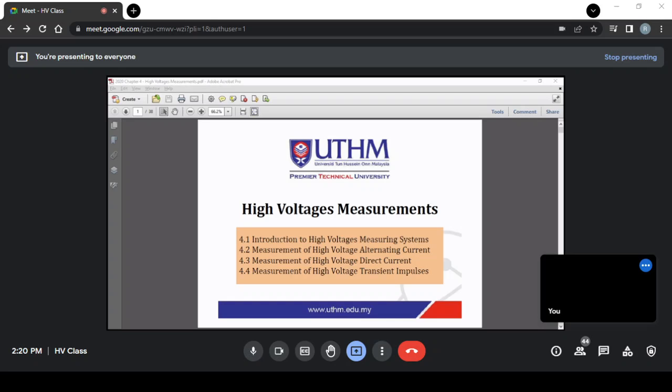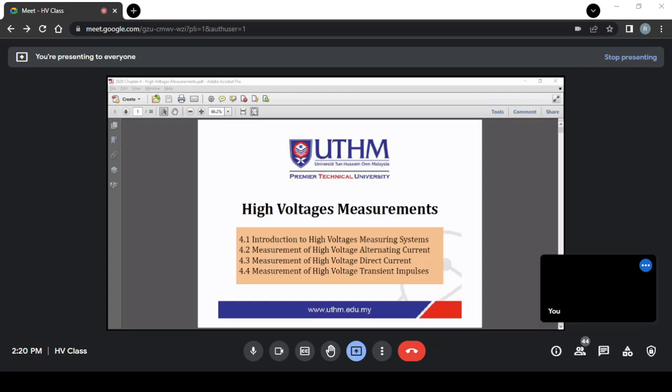High voltage measuring system. Why do we need to measure the high voltage? First, of course, because we generate the high voltage, we need to know the value of the high voltage. Whenever we generate a certain source of high voltage or voltage generation, we need to know the magnitude of the voltage. That is the reason why we need to measure the high voltage.